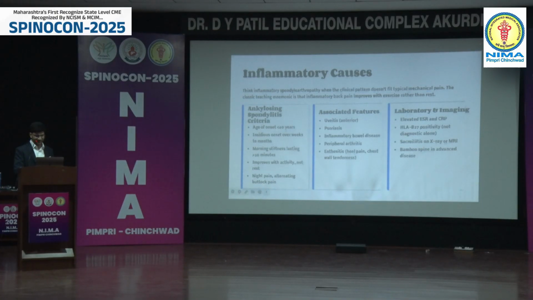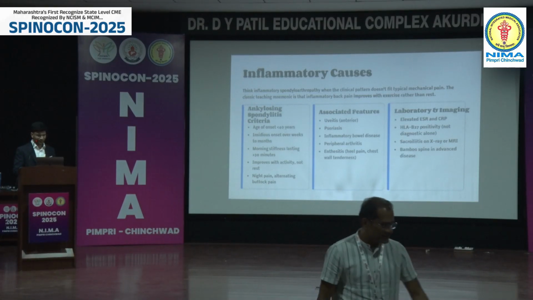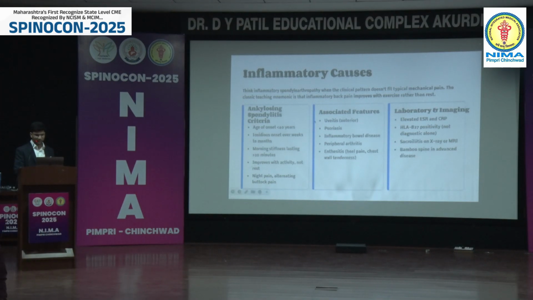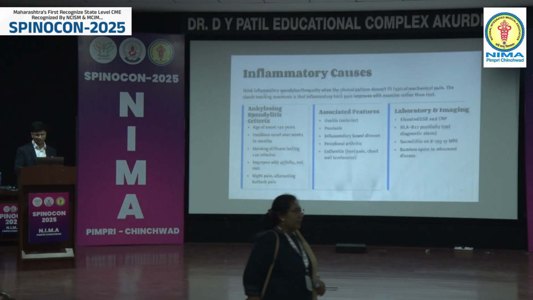Ankylosing spondylitis criteria include age of the patient less than 40, insidious onset, morning stiffness lasting for more than 30 minutes, improvement with activity and not with rest, and night pain in alternating buttocks. It is associated with uveitis, psoriasis, inflammatory bowel disease, peripheral arthritis, and enthesitis, that is heel pain or chest wall tenderness. On labs, the patient generally has raised ESR and CRP, and HLA-B27 is positive. X-rays or MRI show sacroiliitis and the bamboo spine in advanced disease.